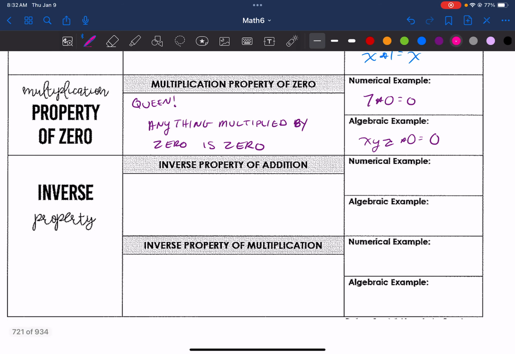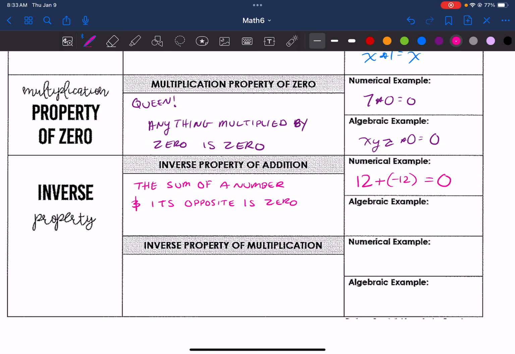And then the last one, you might remember this from your fractions and your integer rules, but inverse property. For addition, we're talking about opposite. So it is the sum of a number and its opposite is 0. So if I'm taking 12, what is the opposite of 12? Good, negative 12. And if I add those together, I'm going to get 0.